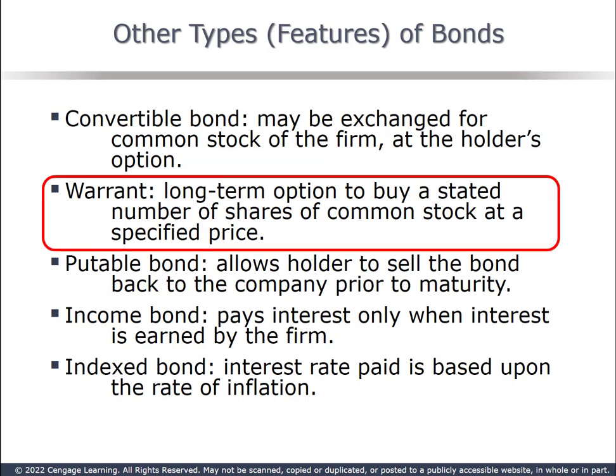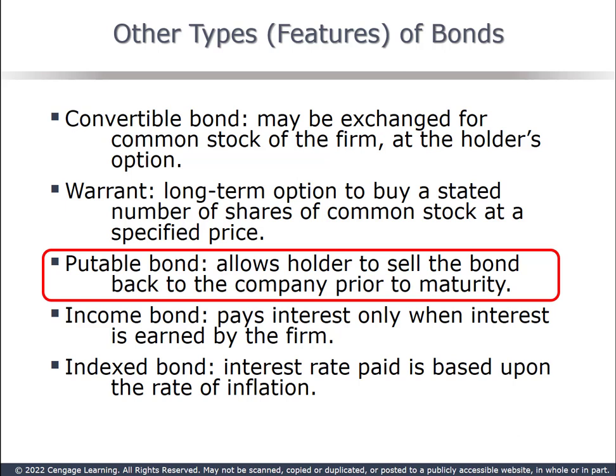A warrant is a long-term option to purchase a stated number of shares of the firm's common stock at a specified price. Warrants are considered sweeteners. They can be detached and sold separately. A puttable bond allows the holder to require the issuing firm to buy the bond back for face value. A put option is usually triggered by some event such as a hostile takeover.